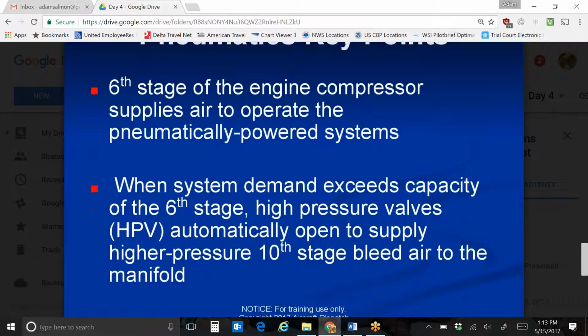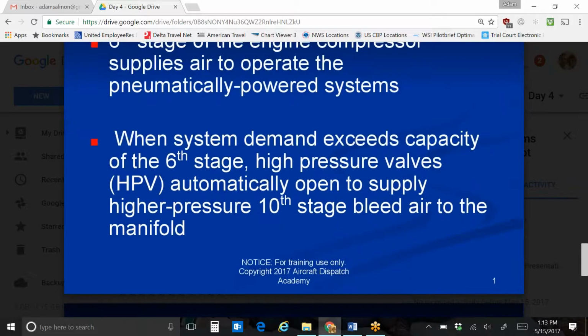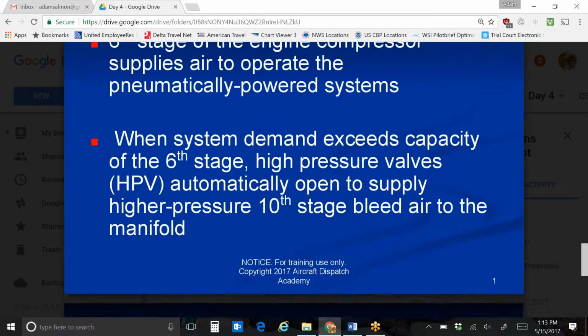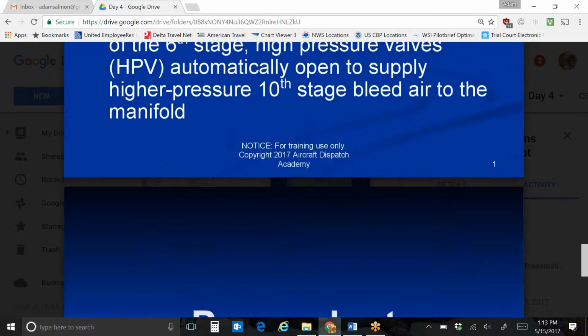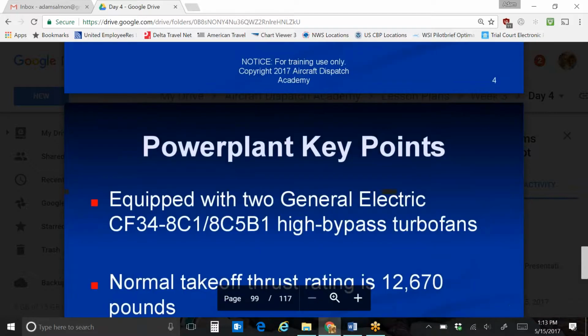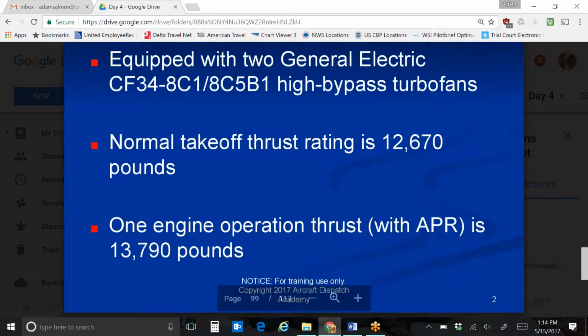This says specifically what it does here. The 6th stage of the engine compressor supplies air to operate the pneumatically powered systems. When system demand exceeds capacity of the 6th stage, high pressure valves automatically open to supply higher pressure 10th stage bleed air to the manifold. So it uses the 6th stage primarily unless it needs more, and then it opens up and also uses the 10th stage.